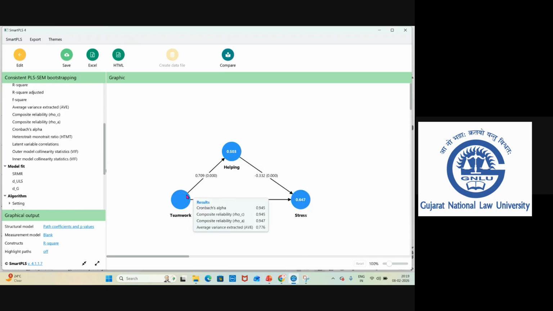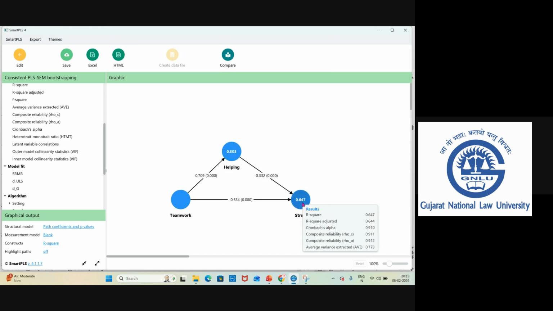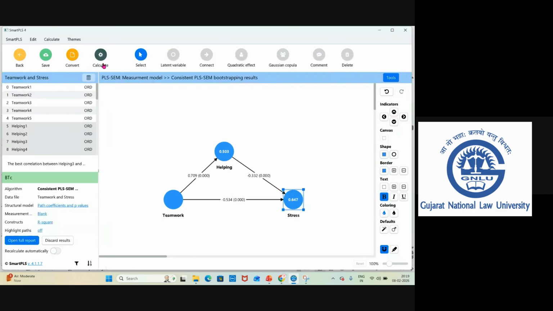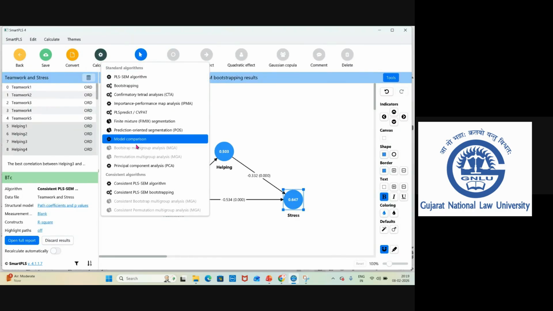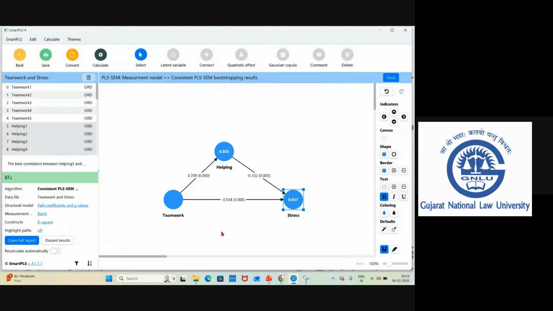Now, if I minus it, which is having more influence? Teamwork is having more influence. You can see that teamwork is contributing 50%, and adding the helping behavior is contributing 65%, 64.7, 65%. So you are able to see the variance due to change in the independent variable, how much variance we have. Second one, just go back, click on edit, calculate, PLS-SEM algorithm, start calculation.